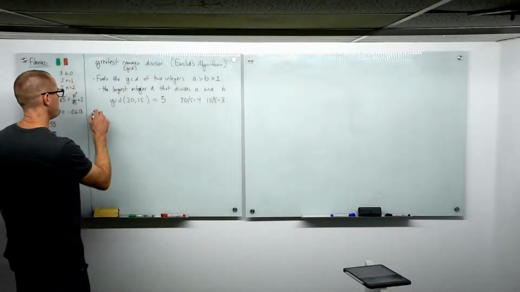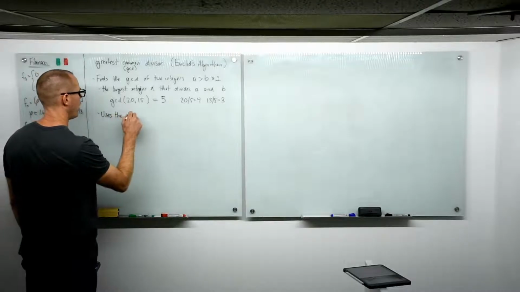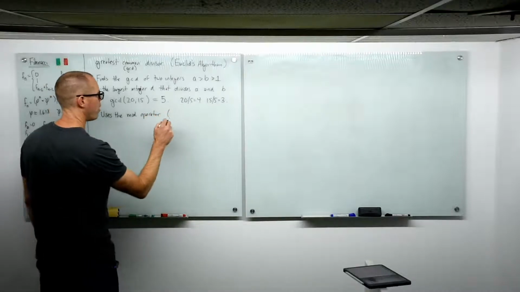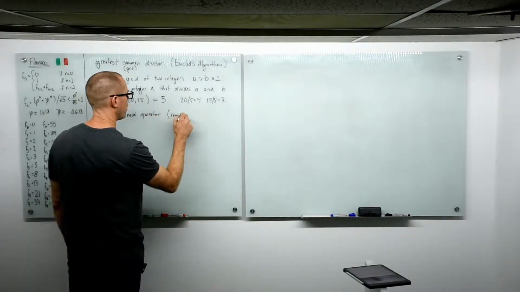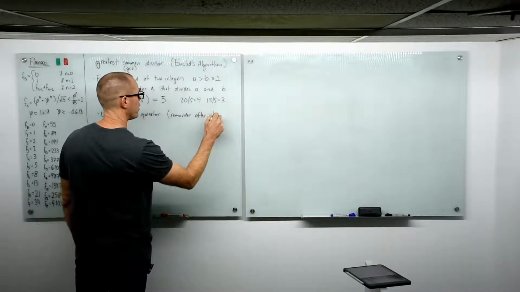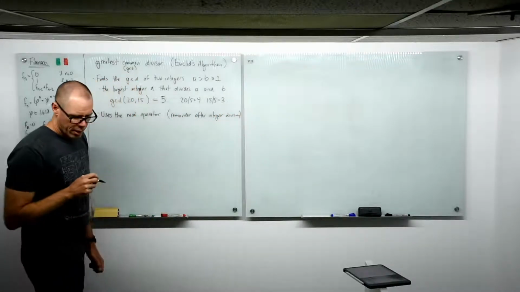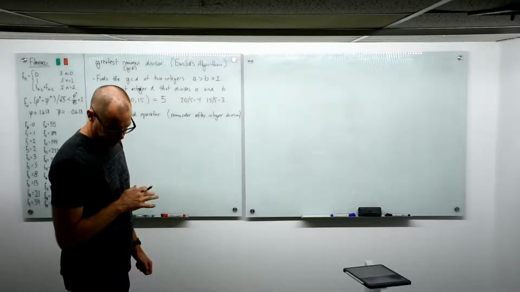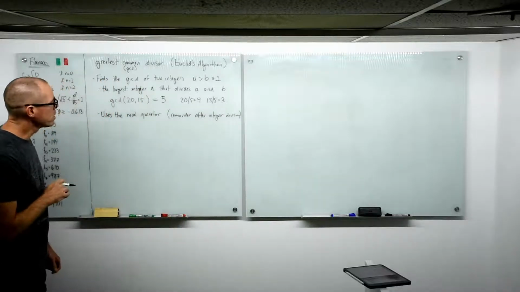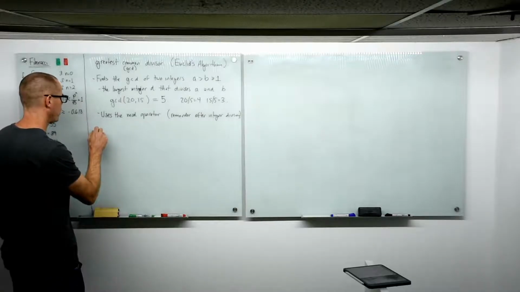And it uses the mod operator. So this mod operator is the remainder after integer division. So let me try and explain this semi-formally by saying the following.